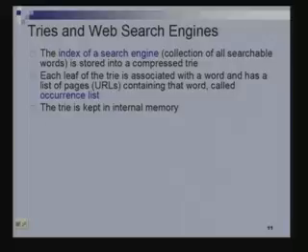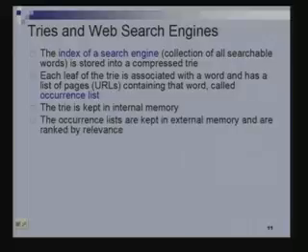The trie is kept in internal memory. The list can be very, very long. If you type a word like computer, imagine the number of URL pages that would contain that word. So this occurrence list would be huge, right? So that's why it's not kept in main memory. It's kept on disk.